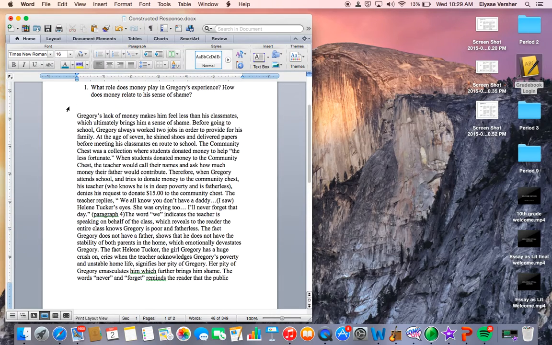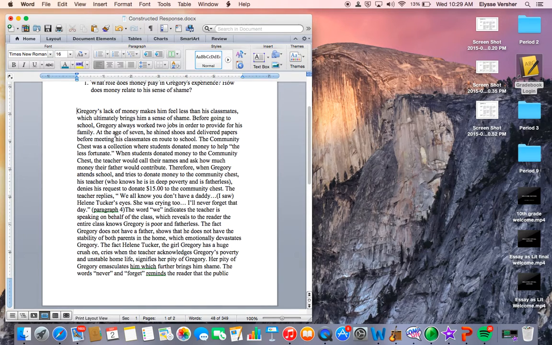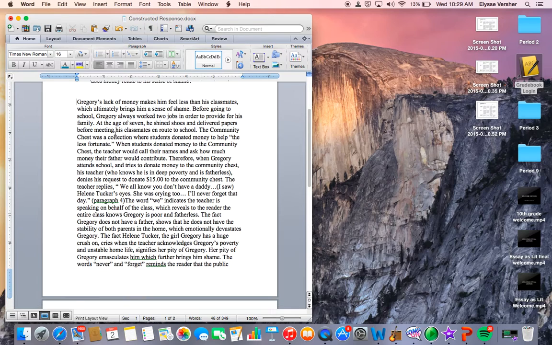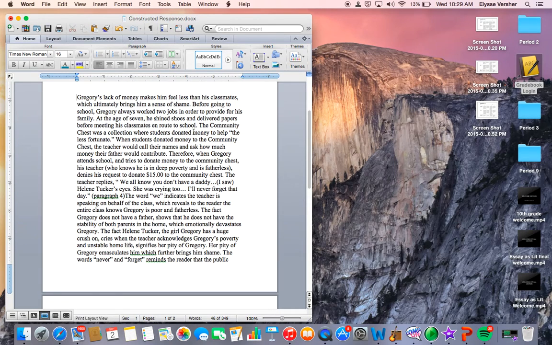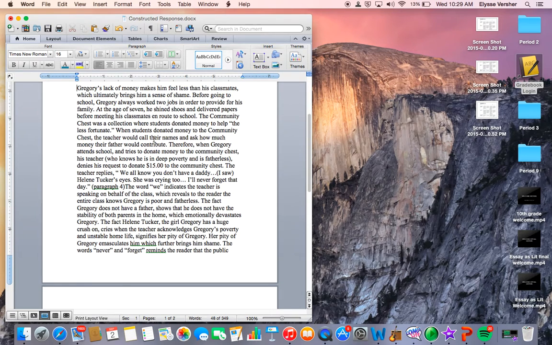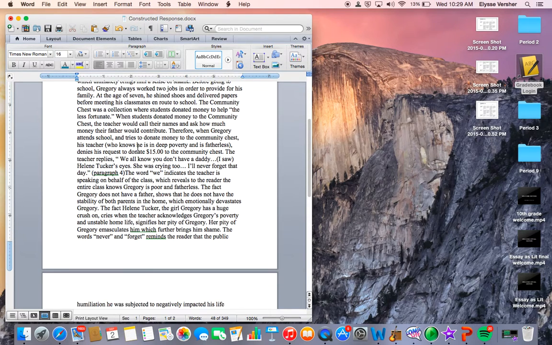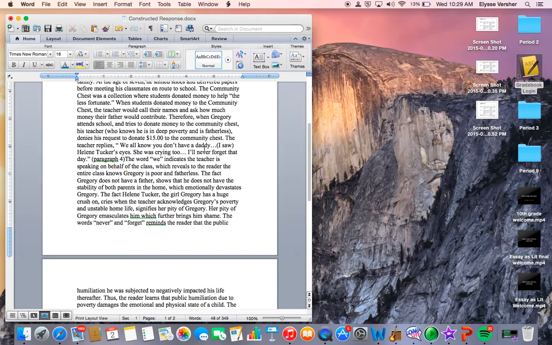Gregory's lack of money makes him feel less than his classmates, which ultimately brings him a sense of shame. Before going to school, Gregory always worked 2 jobs in order to provide for his family. At the age of 7, he shined shoes and delivered papers before meeting his classmates en route to school. The community chest was a collection where students donated money to help the less fortunate. When students donated money to the community chest, the teacher would call their names and ask how much money their father would contribute. Therefore, when Gregory attends school and tries to donate money to the community chest, his teacher, who knows he is in deep poverty and is fatherless, denies his request to donate $15 to the community chest.